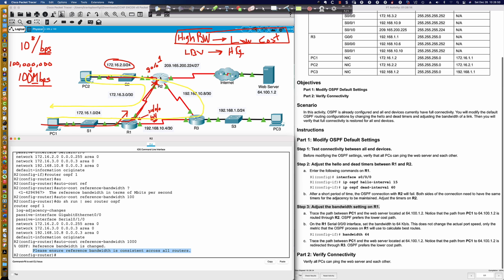Yeah, the reference bandwidth. So now what we have is router 2 calculating its link costs from an OSPF perspective based on a reference bandwidth of 1000 megabits a second. So it's no longer using this equation of 10 to the 8 divided by bits per second. It's using 1000 megabits per second, a gigabit per second.